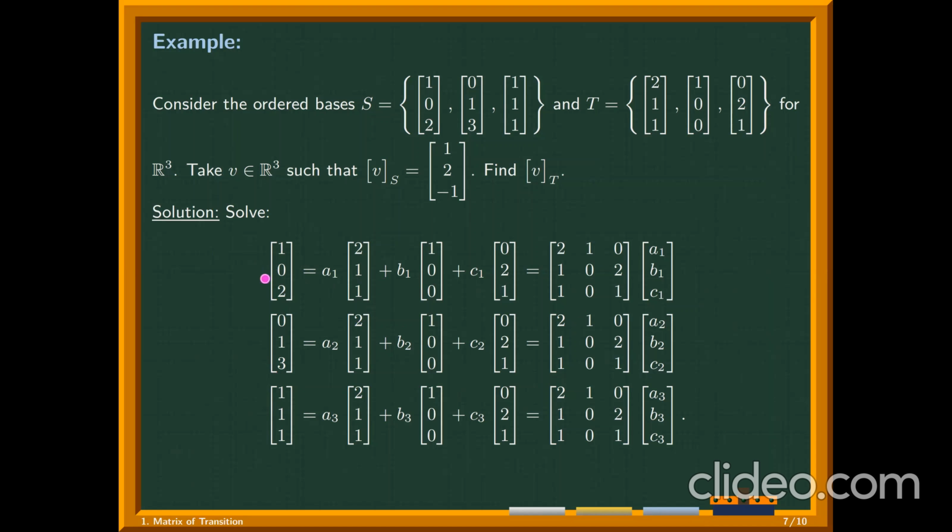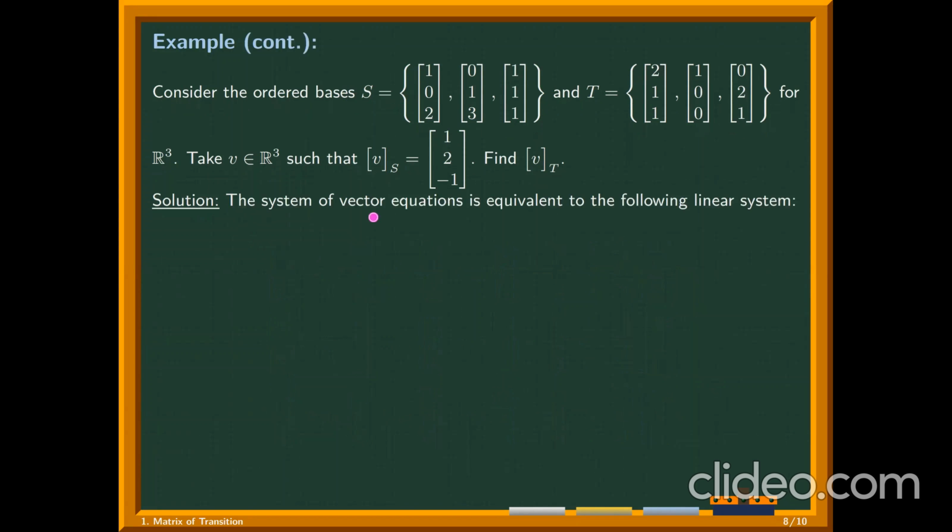So note that in the first vector equation, we are looking for the coordinates of 1, 0, 2 with respect to T. In the second, we are looking for the coordinates of 0, 1, 3 with respect to T. And in the third, we are looking for the coordinates of 1, 1, 1 with respect to T. So each vector equation is a linear system of 3 equations in 3 variables. We can solve each system individually, but to get to the desired answer immediately, we will treat all of them at once.